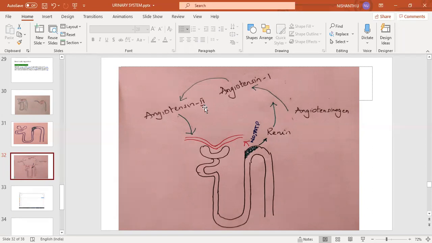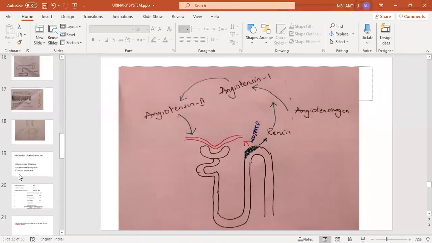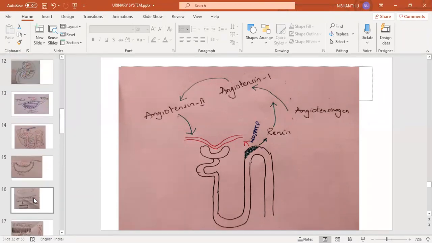Next to the SA node, depending on the amount of blood entering the heart, whether more or less, there are particular specialized cells. They will release one hormone called atrial natriuretic peptide. That hormone will come out of the heart through circulation, and then it will come to the kidney. To see what it will do, just go through this diagram, then you can understand.